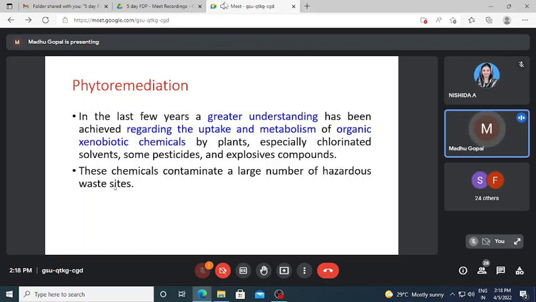But in earlier days, that was not the case. These substances used to be dumped on open grounds. Even in the West, that was the practice, and large areas got contaminated. So now there is a need to reclaim those areas, and techniques like phytoremediation become relevant in such a context.